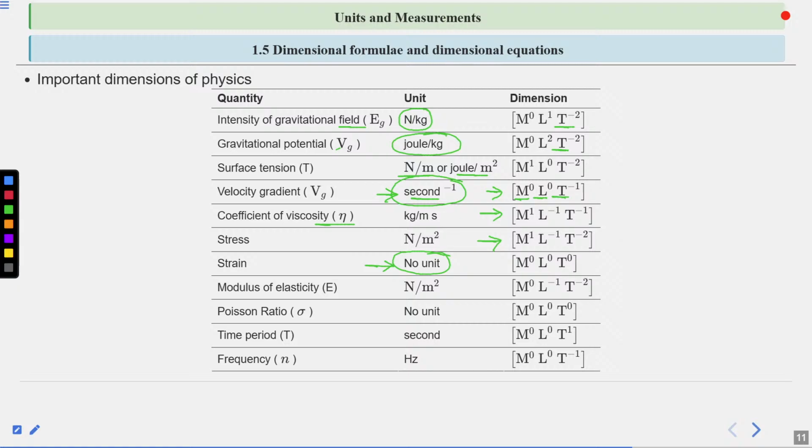Next is time period. Unit is second. So the dimensional formula is M0 L0 T raised to the power 1, or we can say T. Frequency. Unit is hertz. Frequency and time period are reciprocal to each other, so its dimensional formula is M0 L0 T raised to the power minus 1. All the dimensional formulas of the physical quantities are very important. Clear?